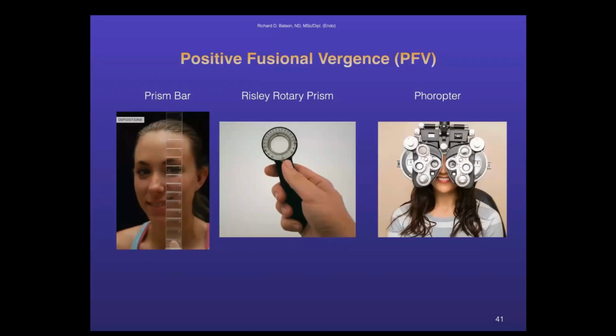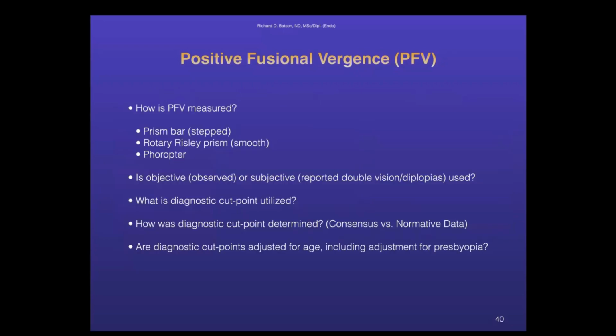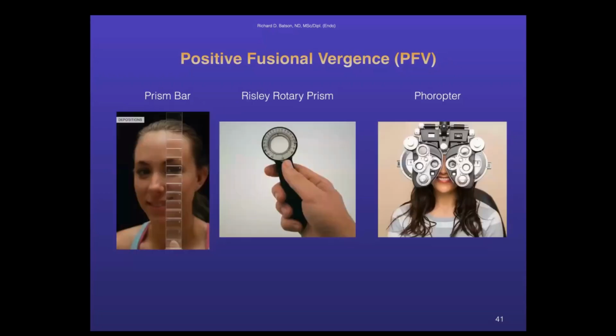So if positive fusional vergence is used to define convergence insufficiency, what did they use? Prism bar? Did they use Risley? Did they use a 4-opter? So that's the take home there. And again, the same issues with diagnostic cut points, adjustment for presbyopia, all of those are going to be the same. Subjective versus objective report of either break or double vision, all the same there.